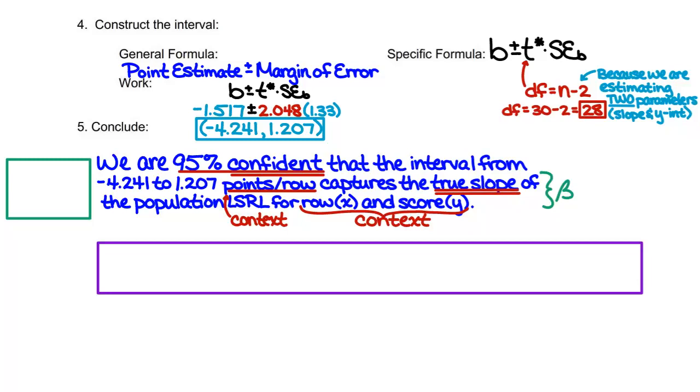Remember, those are estimates, or that's the interval for our slope. Slope is rise over run, y over x. Our y is the score, and the x is the row. So when we're talking about slope, the units would be points per row. I'm going to make sure to get your context in there.